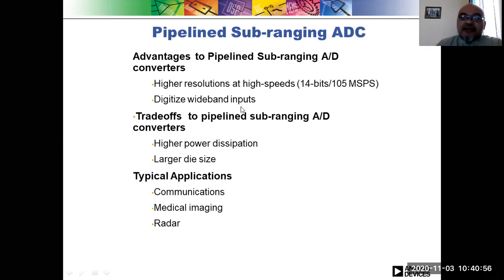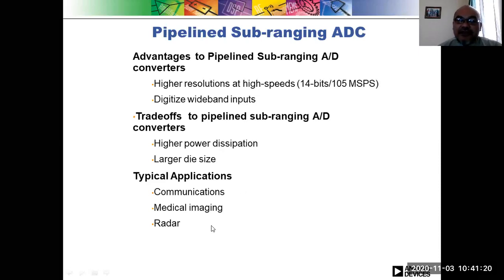This pipeline sub-ranging ADC is not that suitable for wearable applications, for example, because of the higher power dissipation, and also due to the fact that it requires more subsystems compared to a SAR ADC. Then it requires a larger die size in the chip development. So the chip also will be larger than a SAR.